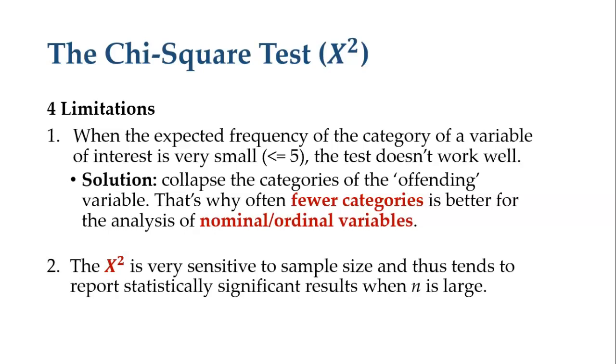I don't know. Okay? And the other limitation of the chi-square is that it's very sensitive to sample size. And when the sample size is very large, as in the case of the CCS, you are almost always going to have statistically significant results. Okay?